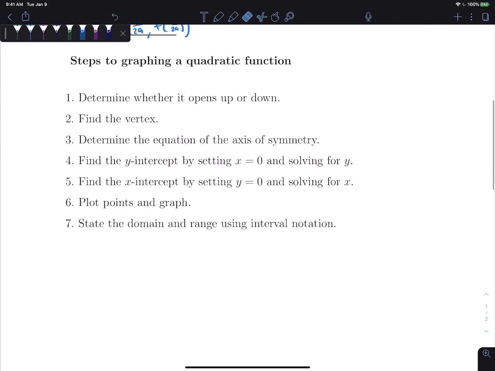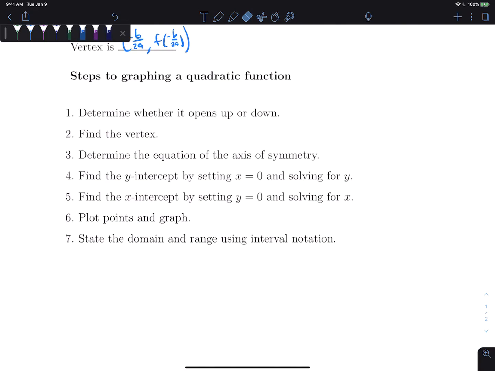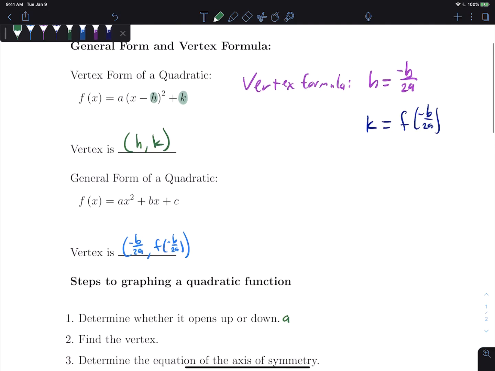Excellent. Now, let's look at some steps to graphing a quadratic function. Now, I want you to always think of these steps as guidelines. And the reason I say that is you don't have to do these all in this order, but all of these really do need to kind of be done. Okay, so looking at this, we want to determine whether it opens up or down. Now, that depends upon the a value. Now, the great thing about this is that if you notice, for the vertex formula, we have an a there, and we have an a there for the general formula. They're both the same exact a value.